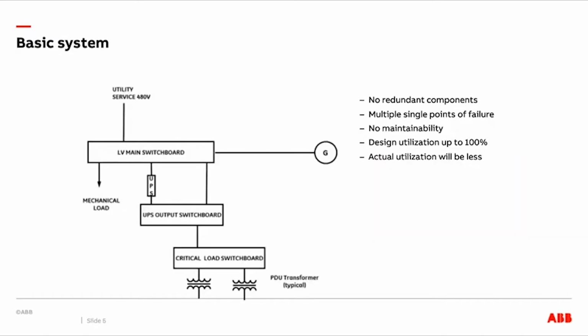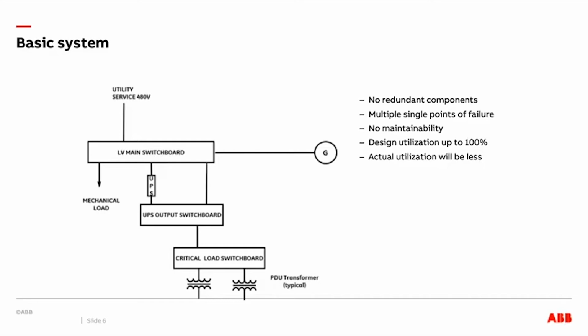This is a basic critical power infrastructure, sometimes referred to as an end system. This design uses generators and UPSs sized to the load, resulting in utilizations approaching 100%. The drawbacks are several single points of failure and no concurrent maintainability.